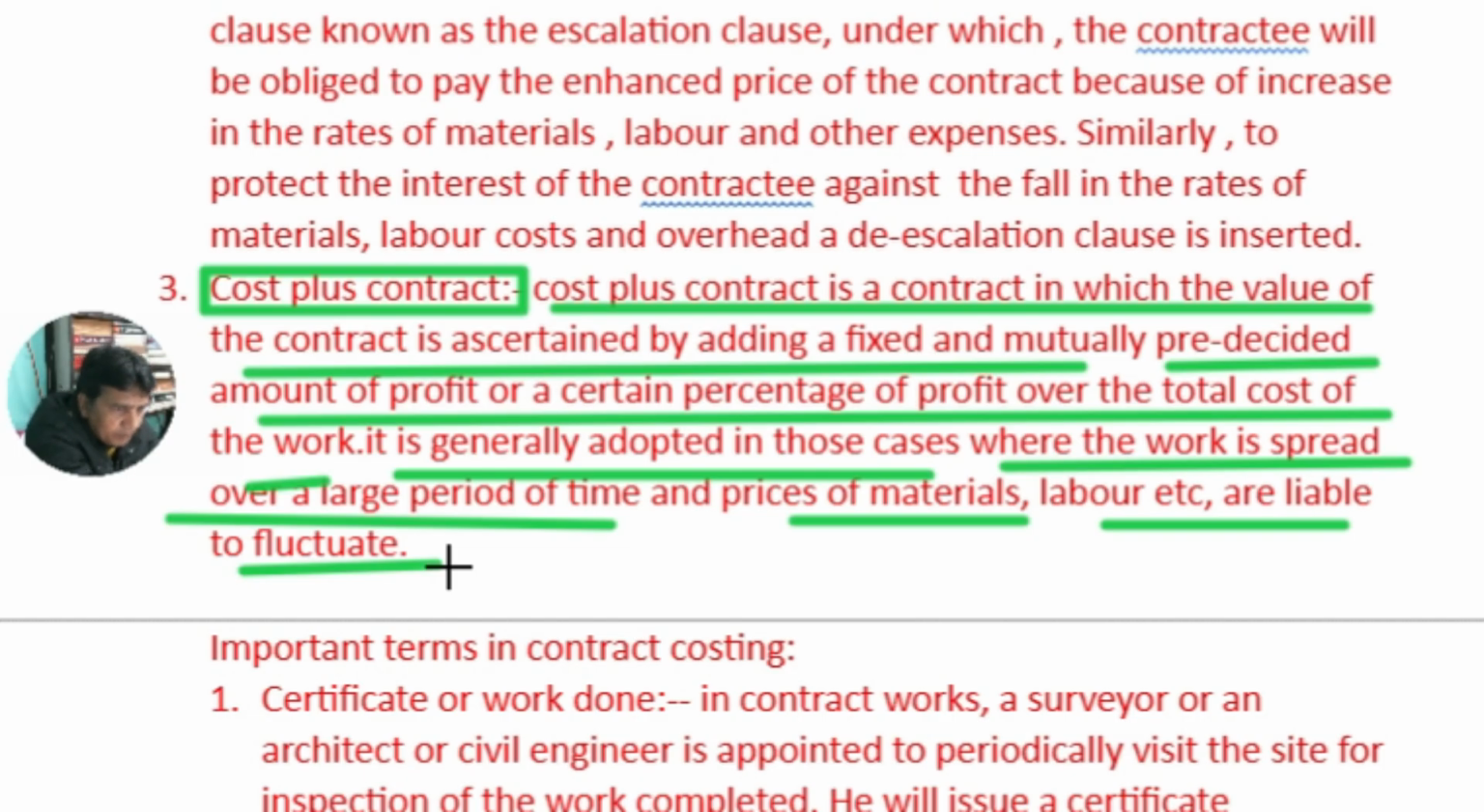So here is the meaning of the contract. Different types of contract have been covered under this video class, useful for constructional and repair work: the fixed price contract, the fixed price contract with an escalation and de-escalation clause, and the third is the cost plus contract.